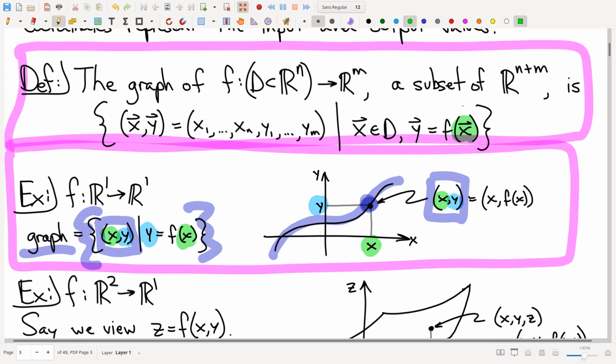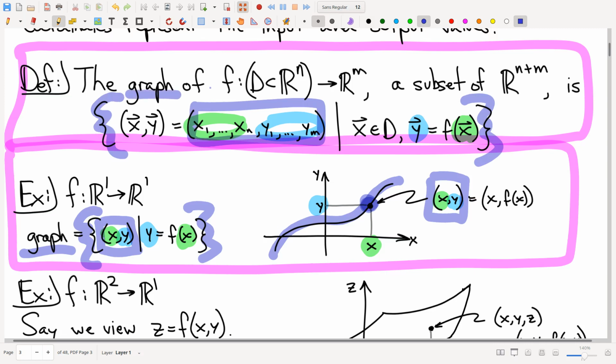Whatever goes in, those coordinates come first, and of course there might be several coordinates because that's allowed to be a vector. And whatever comes out is what comes next, and again, it might be several. And the collection of all of those is what we call the graph of that function. Okay, does everybody see how this definition is just a sort of a generalization of this idea that we're already extremely comfortable with?